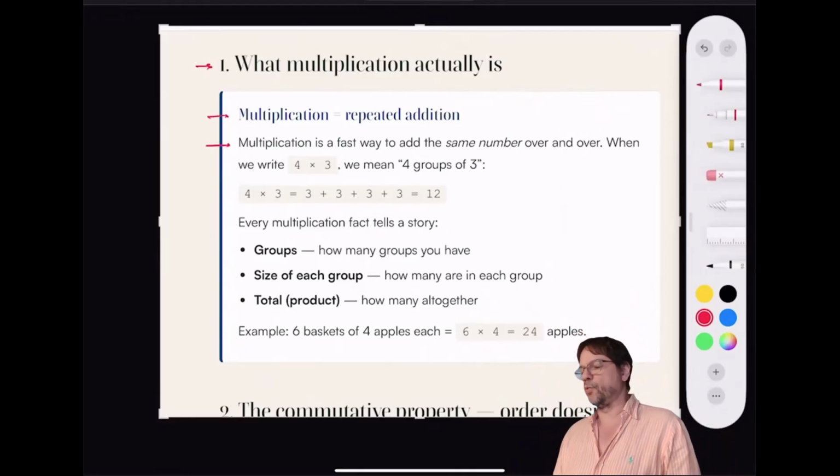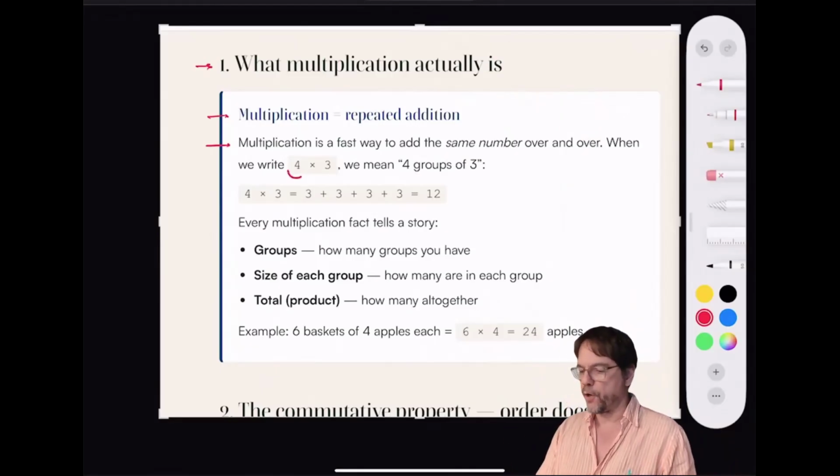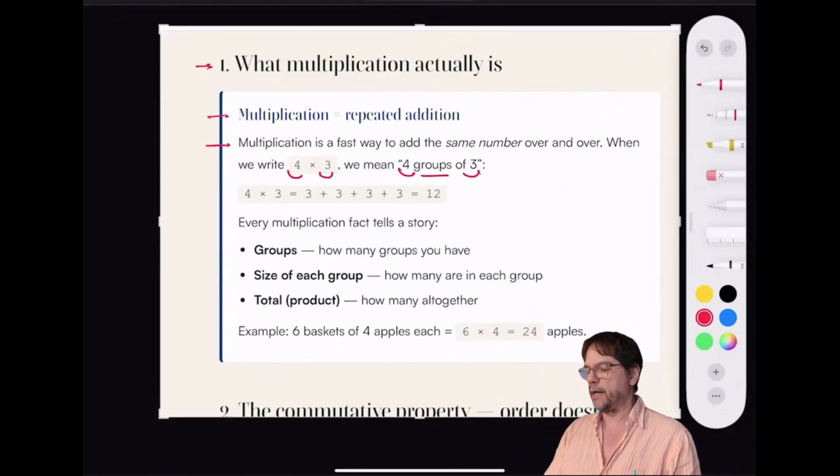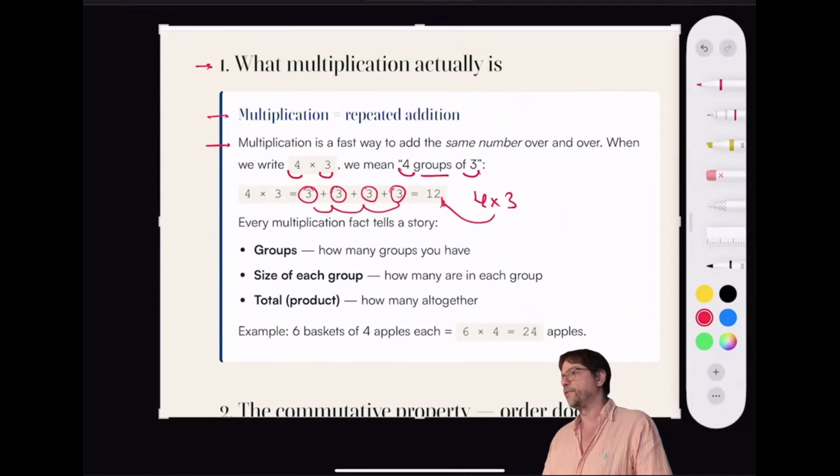Multiplication is a fast way to add the same number over and over. When we write 4 times 3, we mean 4 groups of 3. So I do 3, 1, 2, 3, 4. So 4 groups of 3, or 4 times 3, that you know is 12.